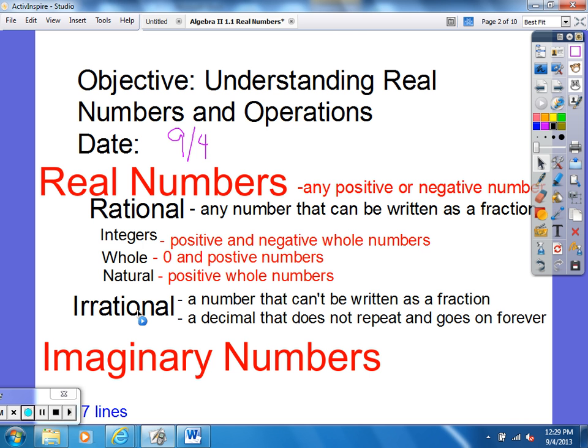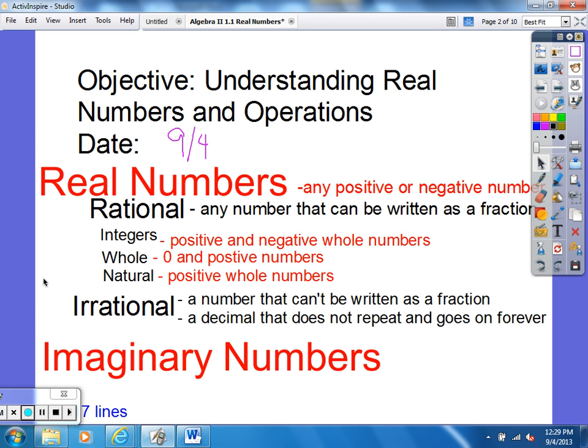Can anybody give me an example of a decimal that does not repeat but goes on forever? Pi is correct. Josh, that is correct. Pi is a great one. 3.14159, and so on. That's all the further I have memorized. So that's all with real numbers.